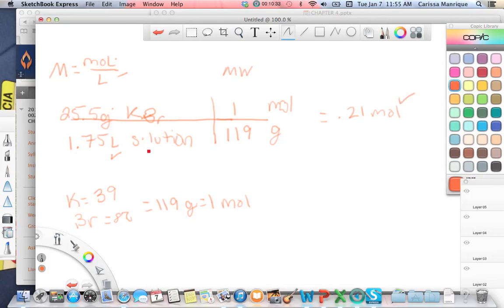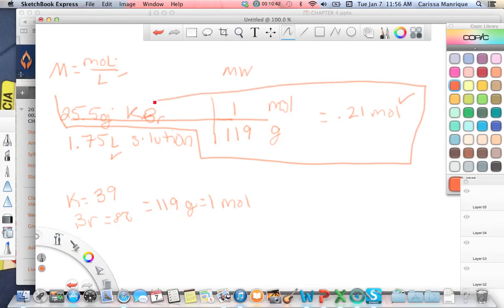Check, and I have the liters. This is not part of that calculation. Here it is, that is that mathematical calculation. This is not part of it. So now let's put it in our formula. Molarity equals moles, so we have 0.21 over liters, 1.75. I'll put my units, mole, liter. So if I do 0.21 divided by 1.75, I get 0.12. And that is 0.12 molarity, or you can write it moles per liter.